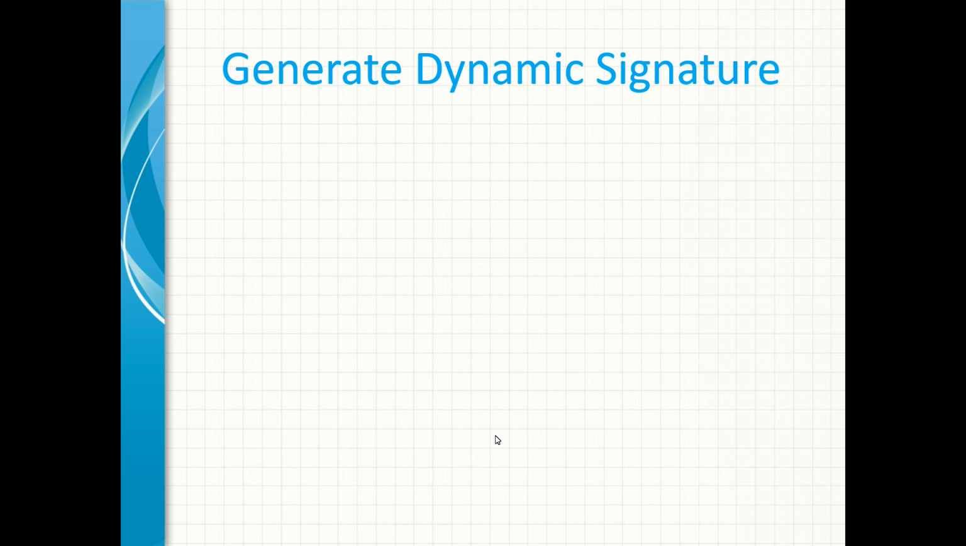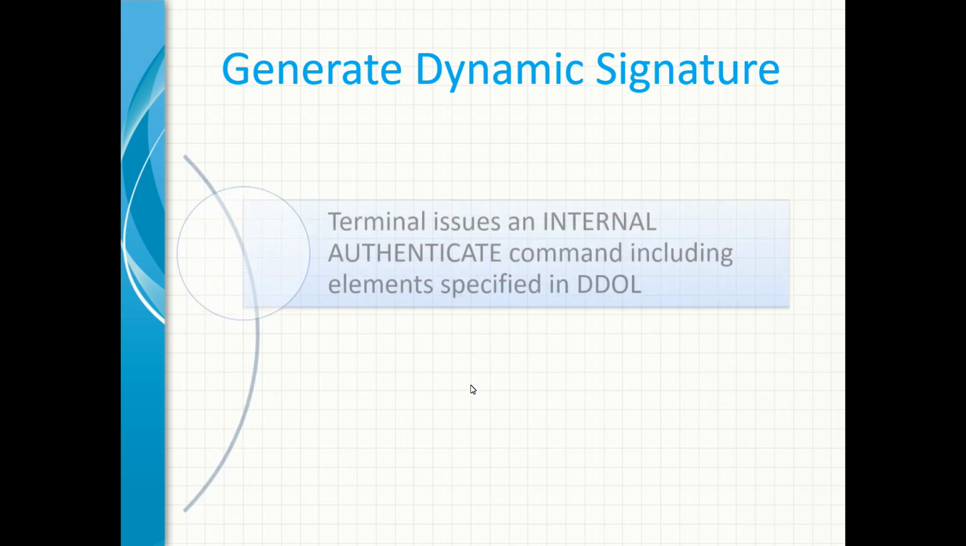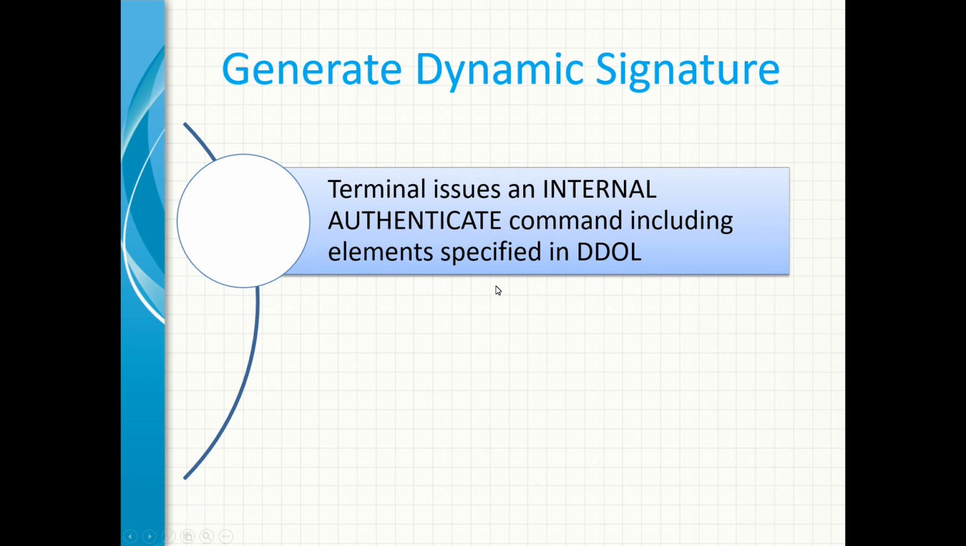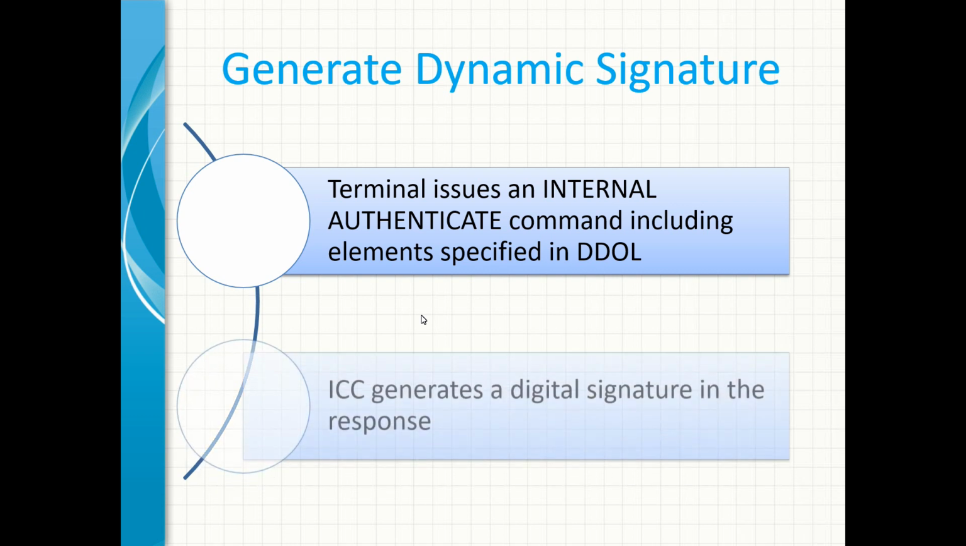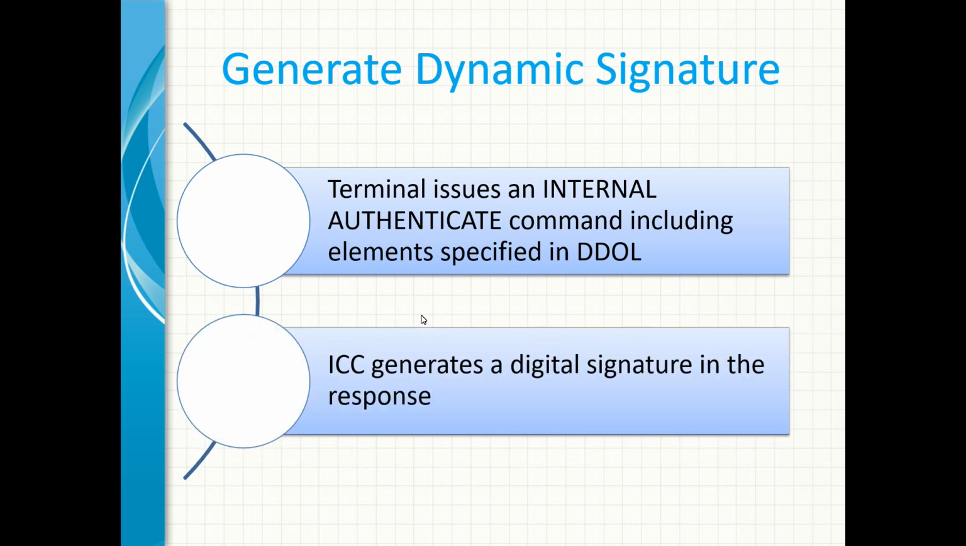The generation of the dynamic signature is also very easy. The EMV terminal issues an internal authenticate command, including elements specified in the DDOL, the Dynamic Data Authentication Object List. Now, after the terminal issues the internal authenticate, the EMV card responds with a digital signature generated with the private key of the EMV card, which I showed you in the other slides. And during the verification, we're going to use the ICC public key to verify this signature.